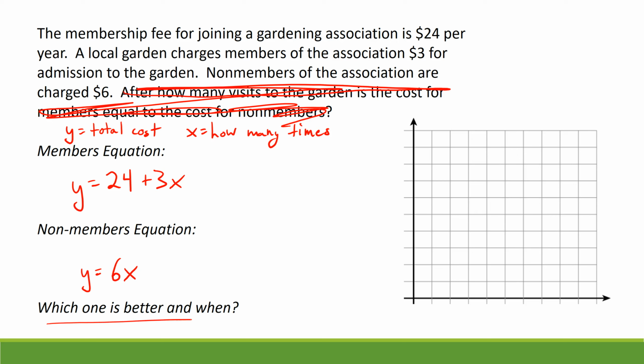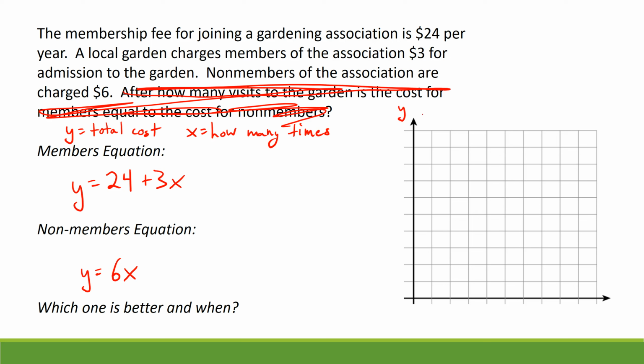I want to determine which one of these plans is better and when. Because think about this with me. If you're a non-member, you don't have to pay this initial $24, right? That's convenient. But you are paying more per garden visit. So this plan is going to be better sometimes. The members plan is going to be better sometimes. Let's see which plan is better and when.